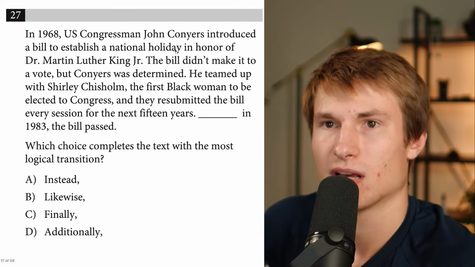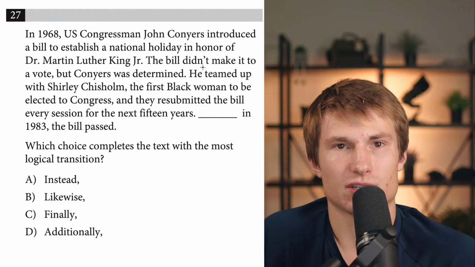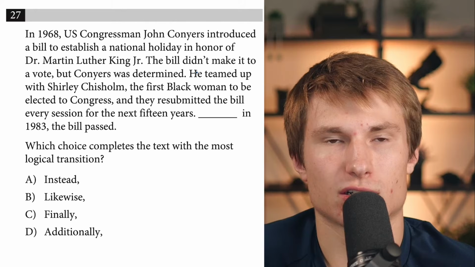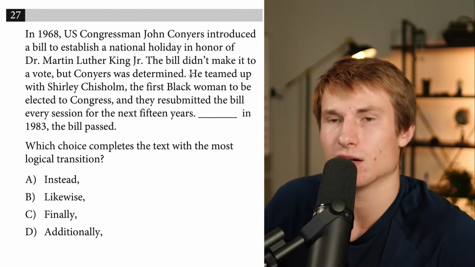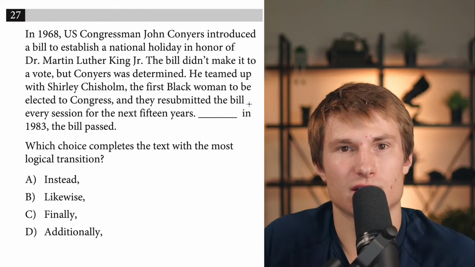Question 27. In 1968, U.S. Congressman John Conyers introduced a bill to establish a national holiday in honor of Dr. Martin Luther King Jr. The bill didn't make it to a vote, but Conyers was determined. He teamed up with Shirley Chisholm, the first black woman to be elected to Congress, and resubmitted the bill every session for the next 15 years.